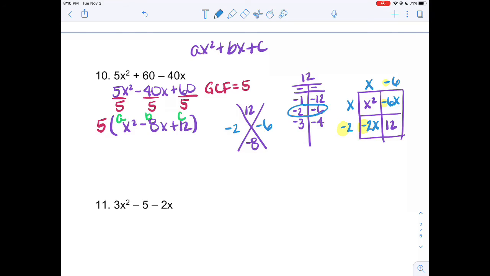I can write my final factored form as x minus 2 and x minus 6, remembering to also bring down my GCF of 5.